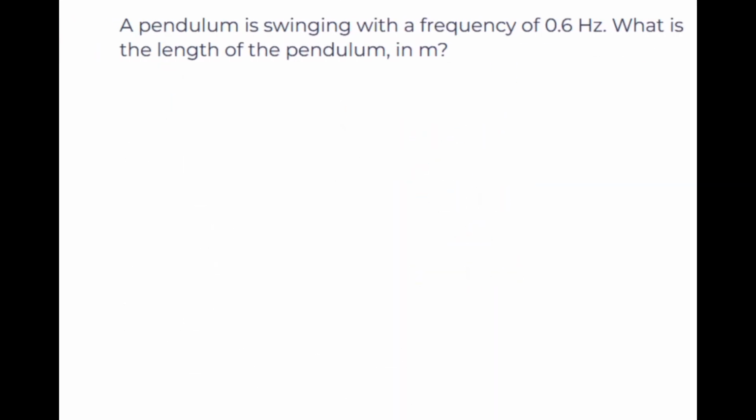Question 4. A pendulum is swinging with a frequency of 0.6 Hz. What is the length of the pendulum in meters? The frequency is 0.6 Hz, so we can calculate the time period T. T equals 1 over f. 1 divided by 0.6 is 1.6667 seconds, rounded to 5 significant figures.